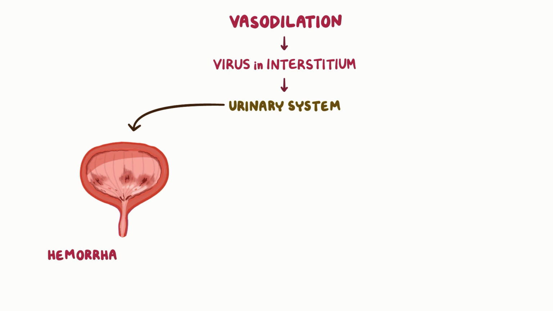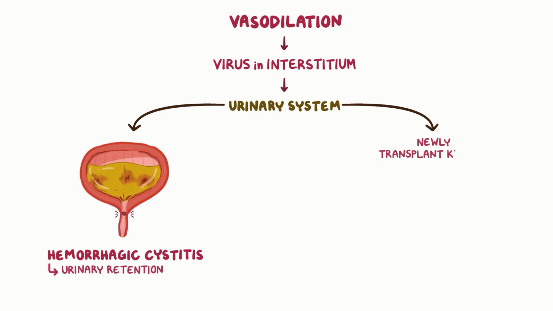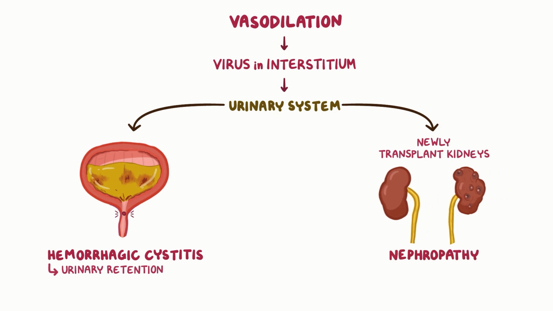If the virus spreads to the urinary bladder, it causes inflammation and bleeding of the mucosa, which is called hemorrhagic cystitis. All this blood can form clots within the bladder, which come to lie over the urethral opening and obstruct the flow of urine. This leads to urinary retention. BK virus often spreads to newly transplanted kidneys and causes interstitial and tubular damage. As a result, the kidney stops functioning, which is called nephropathy. Sometimes, damage to the kidney is so severe that it can even result in transplant rejection.